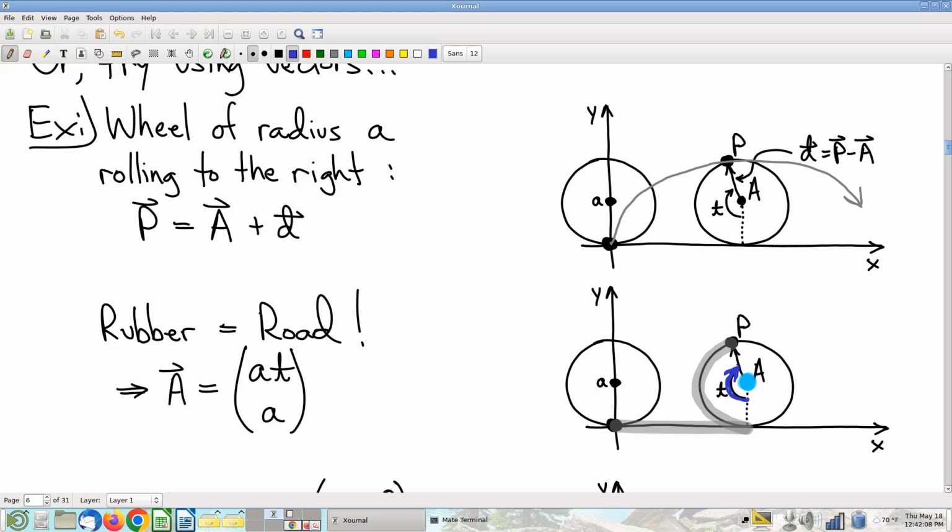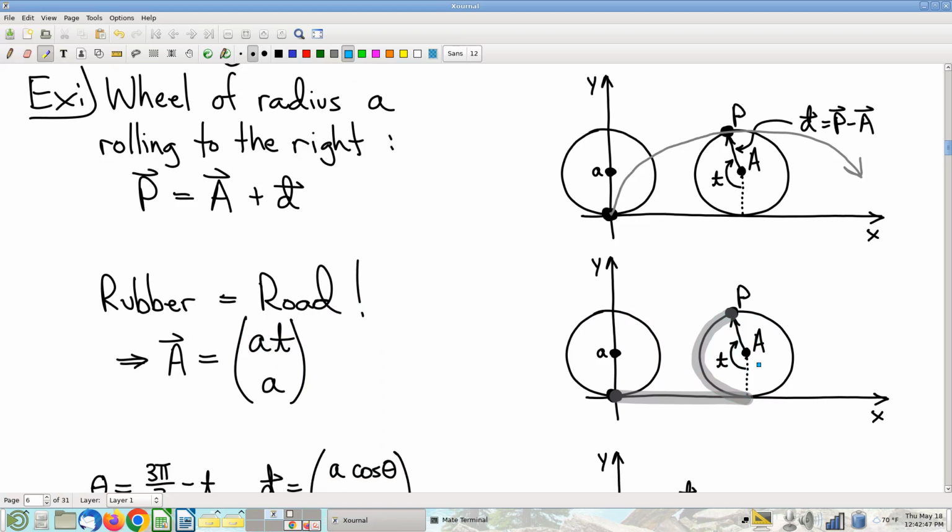So an old high school geometry formula tells us that the length of this arc, in other words the amount of rubber that has touched road, namely the amount of road that has touched rubber, namely the x-coordinate that I'm looking for, that arc length is just radius times angle. Everybody's happy? Okay. So a little bit of clever reasoning, but otherwise it's just a matter of writing it down.